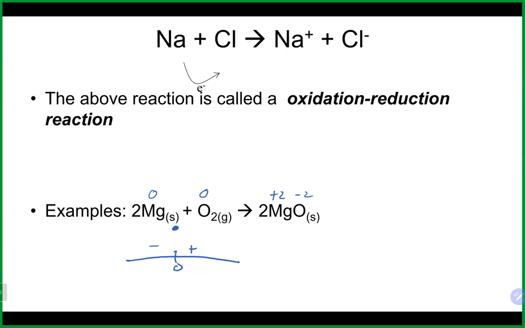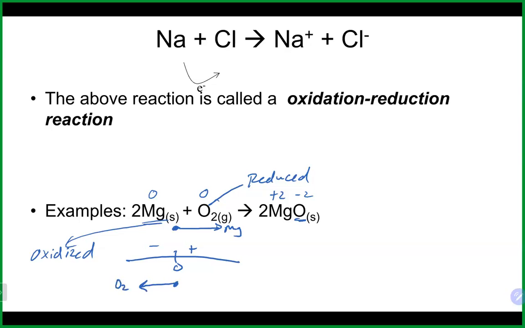Once again here, if we look at magnesium, magnesium is starting at 0, ending at +2. So again, becoming more positive here. So our magnesium is being oxidized or going through oxidation. By default, that means that my O2 will be reduced. And we can also see that if we go at 0 for O2, on the right-hand side, it is -2. So it is going in that direction, becoming more negative and going through reduction in this case. Any questions on that?